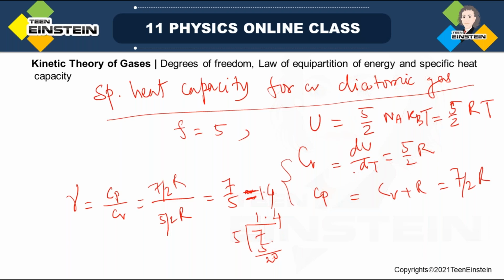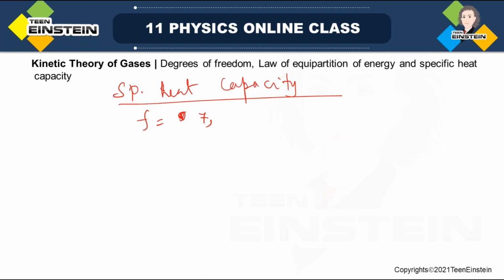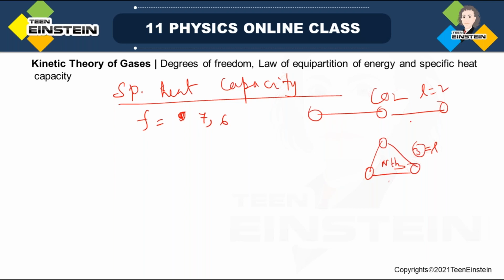Similarly, for triatomic gas, there are two possibilities for the degrees of freedom: one is 7 degrees and another is 6 degrees of freedom. So it can have two different sets: for a linear chain, CO2 kind of molecules, and another one is triangular molecules, NH3 type molecules. There are 3 atoms, and here L is equal to 2. So you have 3 into 3, 9 minus 2 is equal to 7, and 9 minus 3 is equal to 6.